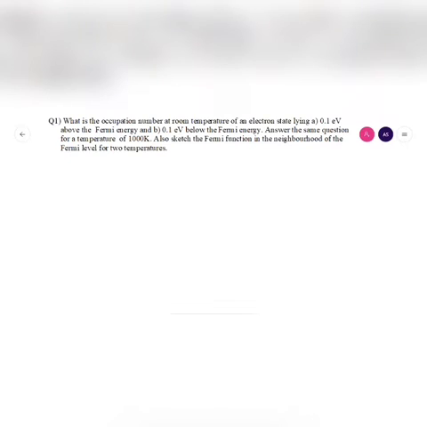Question number 1. The occupation number at room temperature of the electron state 0.1 electron volt above the Fermi energy and 0.1 electron volt below the Fermi energy, and the same answer for temperature 1000 Kelvin, and also sketch the Fermi function for the two temperatures.